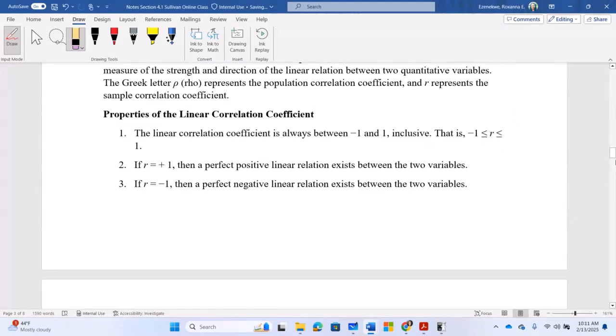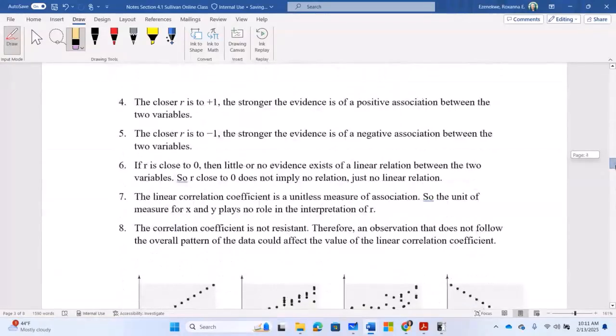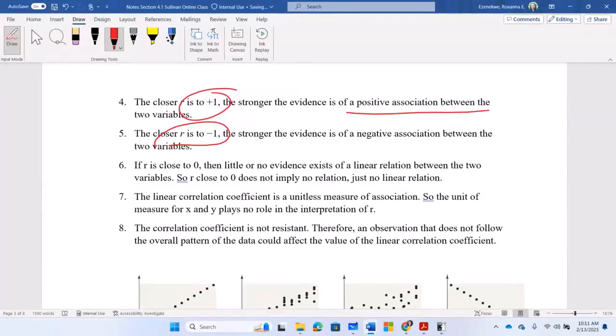R is between -1 and 1. The closer R is to +1, we say positive association or high positive linear relationship. The closer that it is to -1, we say high negative or strong negative. If R is equal to 0, then there's no linear relationship.